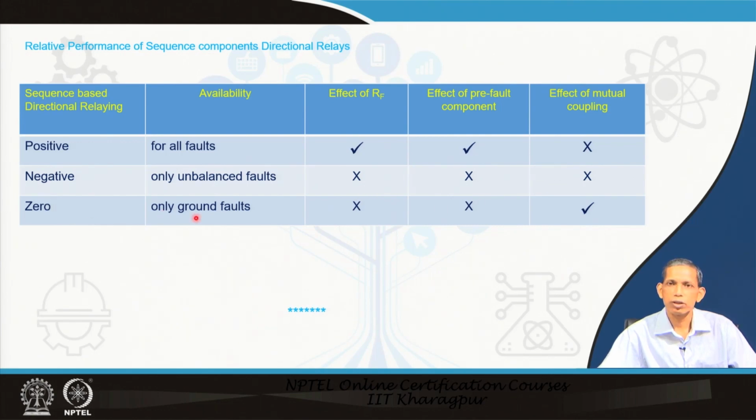Zero sequence is only available for ground faults, no effect from RF, no effect from the pre fault condition, but it is affected by mutual coupling, particularly in applications to parallel transmission lines. So, we see that there are different sequence components which can be applied for identifying the direction of fault. They are very good at it, and they can complement each other for a better performing relaying principle. Thank you.